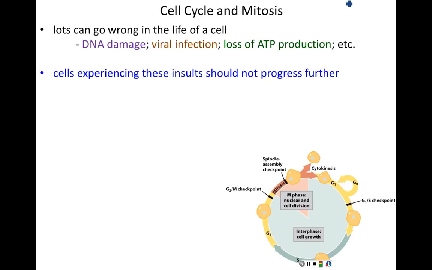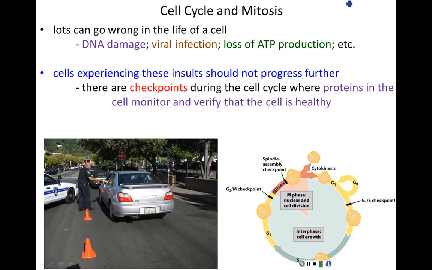If it's got DNA damage, we don't want to transmit those mutations to any further cells. If it's got a viral infection, hey buddy, you take care of that first and you come back to me when you're healthy again. A cell that's starving for energy, my God, one of the most energetically expensive things a cell can do is DNA replication and cell division. So if you're hurting for energy, don't you be doing any DNA replication. Get yourself some energy and then we'll talk again later. So cells that are experiencing any of these insults should not progress into the cell cycle.